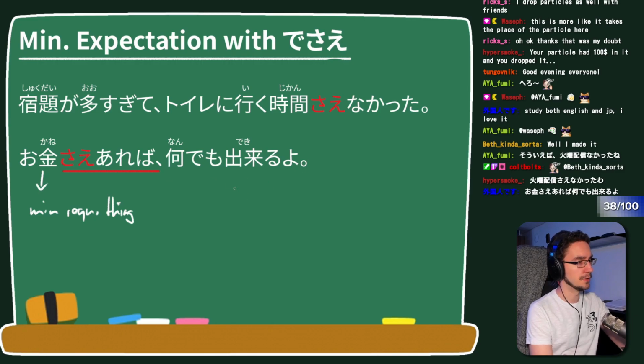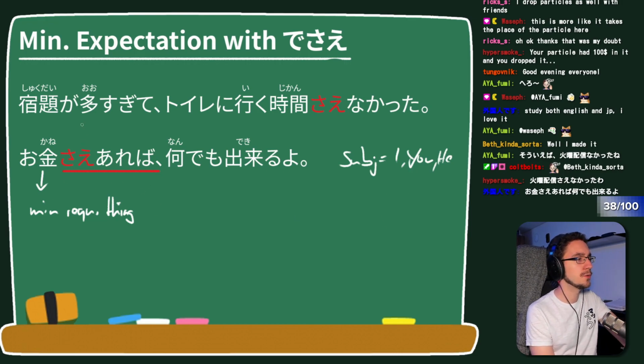And then 何でもできるよ. You can do anything, or I can do anything. In these sentences, as so often, we have ambiguous subjects, so we could substitute any subject we like. We could make the subject I or you or he. It doesn't really matter in this case. As long as you have money, you can do anything, etc., etc.